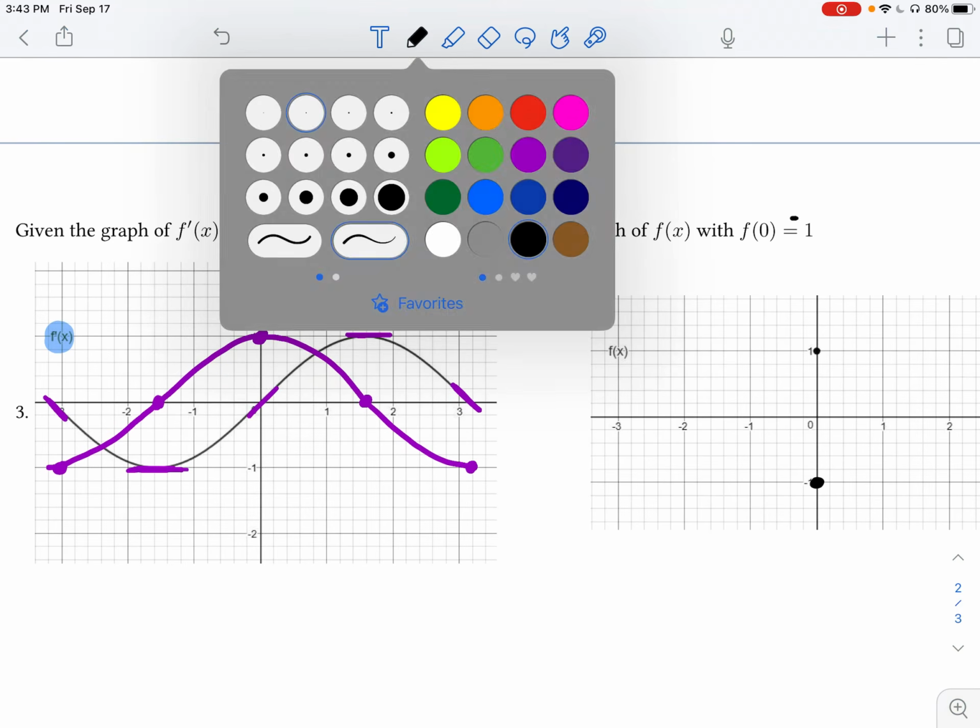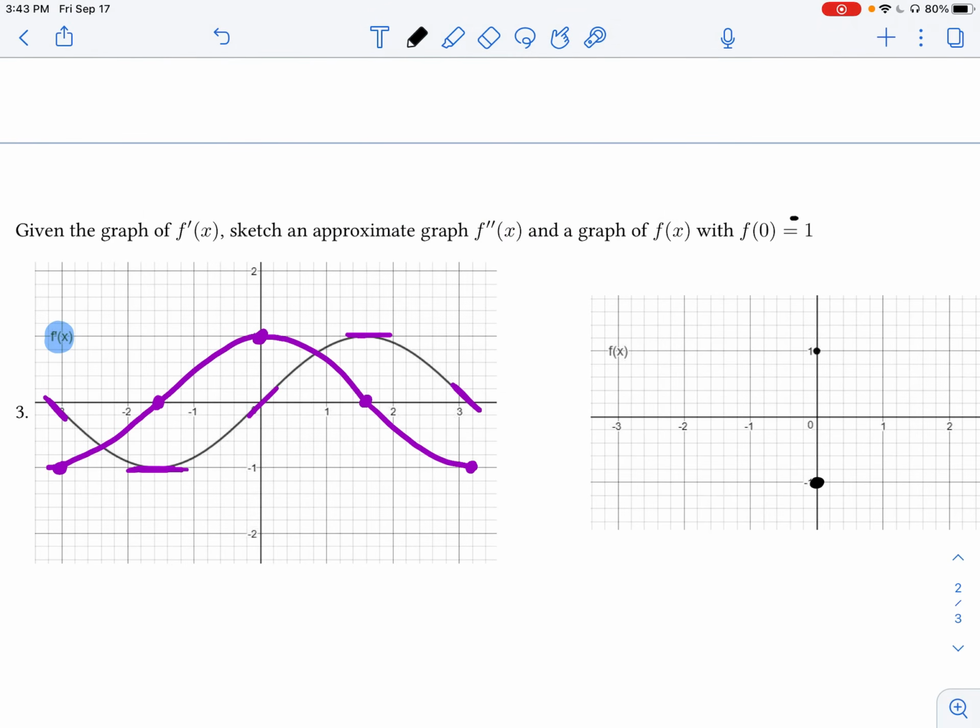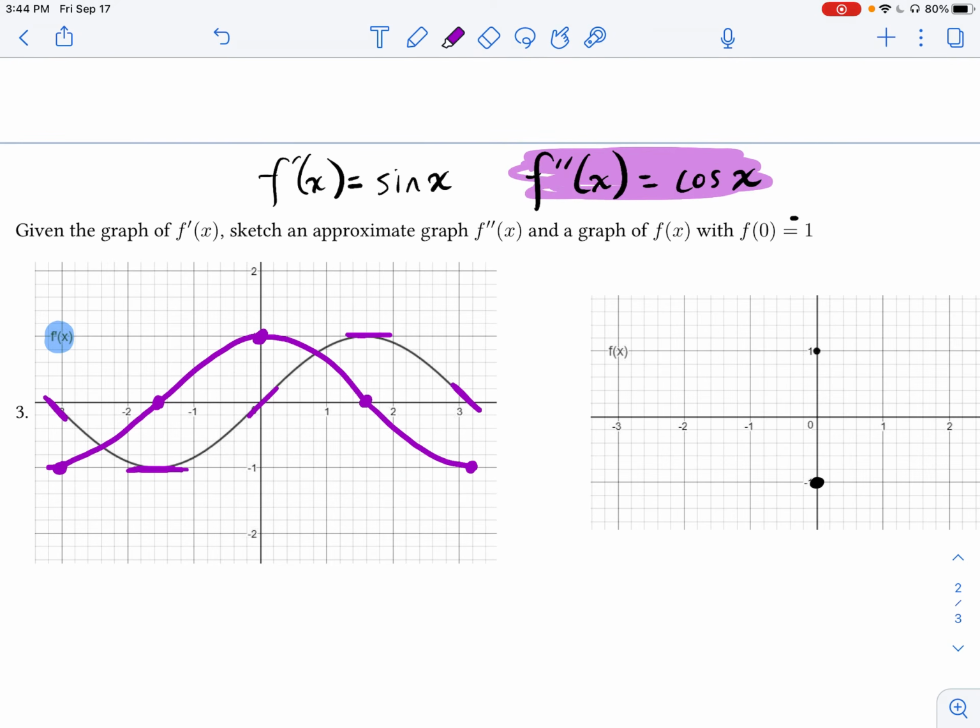And you probably figured out what function was being initially given here. F prime of x, if you could tell, is actually the sine graph. And what do we know about the derivative of sine? We know the derivative of sine is just cosine. So the second derivative here is cosine of x, and that seems to match up with what we have graphed here. And now we can take that information and graph the original function.